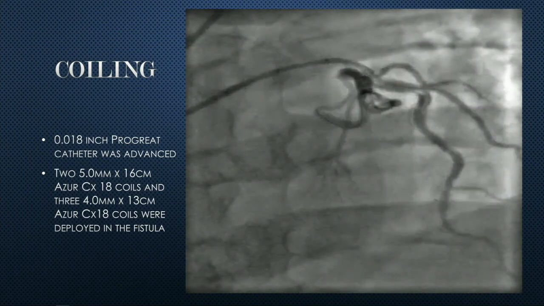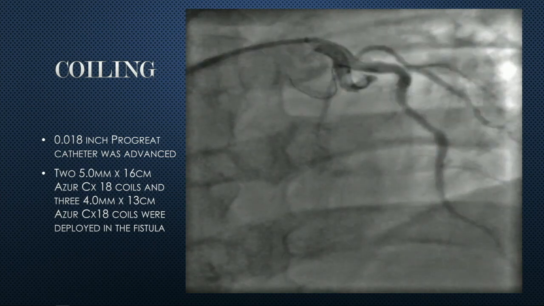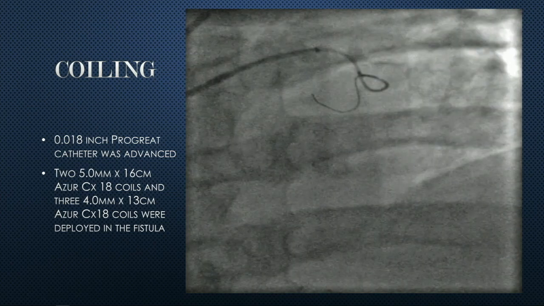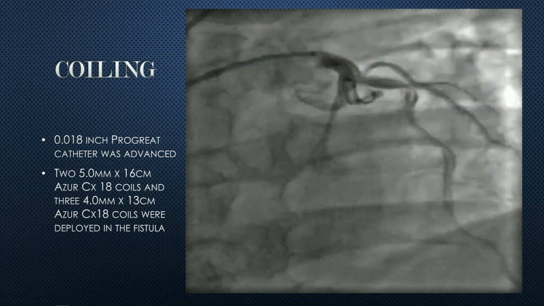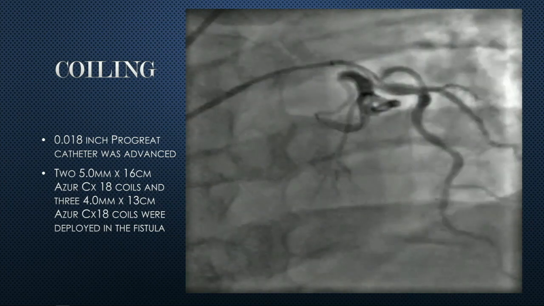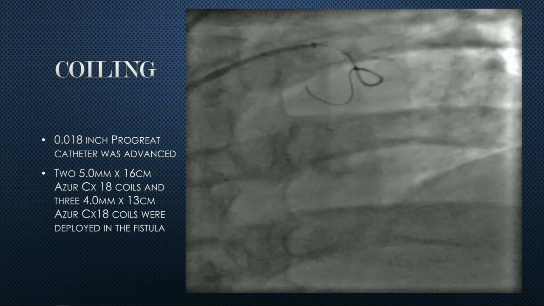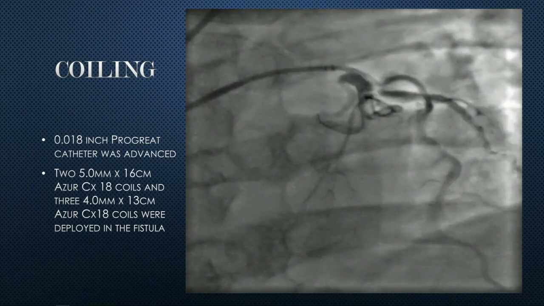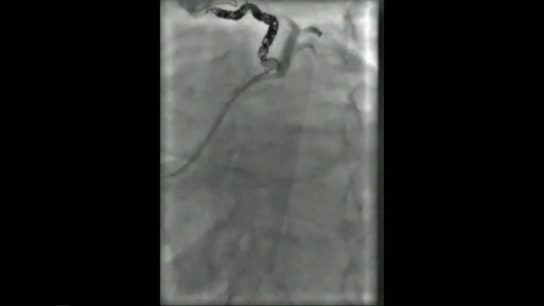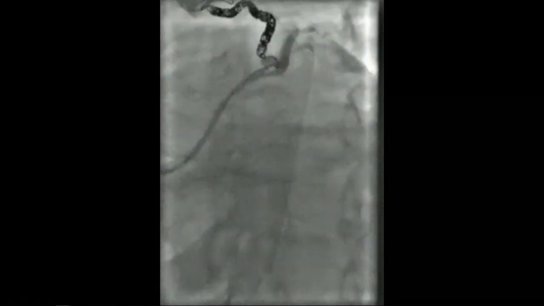We then advanced an 018 ProGrit catheter over the wire we had placed in the fistula, and we started distally. We deployed 3 4.0 by 13 centimeter coils, followed by 2 5.0 by 16 millimeter coils.